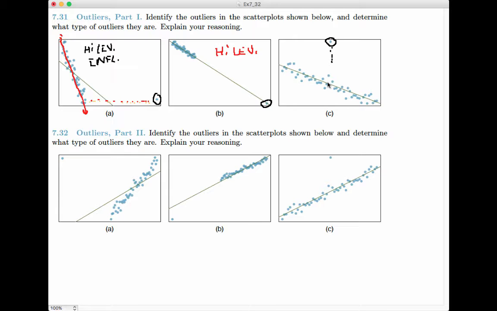Typically, what that means is that it's not going to have a lot of leverage, and it's not going to have a lot of influence on the data. So that's just a straight out outlier, and that's it. You're just a strange data point, but you probably are not going to make a huge amount of difference in the line. What it would tend to do is slightly pick the line up this way.